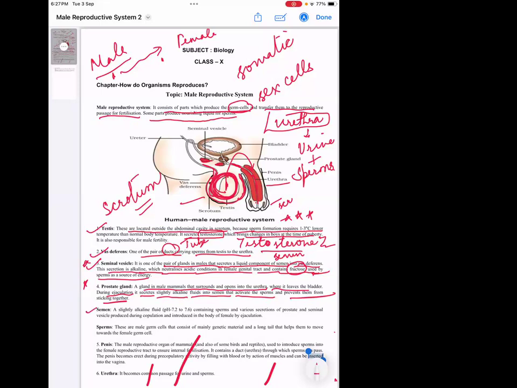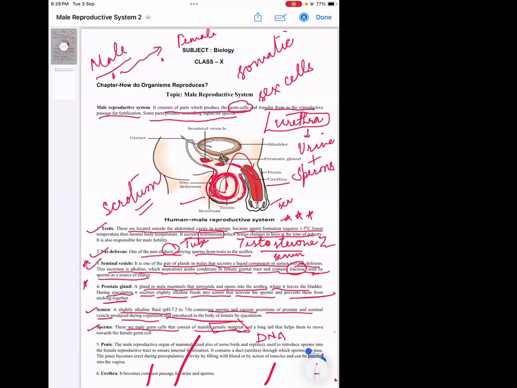The next one, semen, a slightly alkaline fluid with a pH of 7.2 to 7.6, containing sperms and various secretions of the prostate and seminal vesicle, produced during copulation and introduced in the body of the female by ejaculation. So this semen, which is basically a white liquid along with the sperm, will be ejaculated in the body of the female. Then sperms, these are male germ cells that consist mainly of genetic material. Here the genetic material means the DNA. These sperms will be carrying the character of the father in the form of DNA to the mother's body, right? And the mother already has her own DNA in her body.